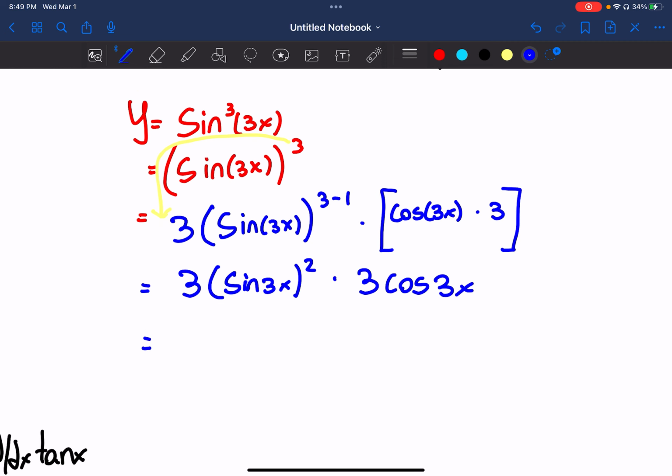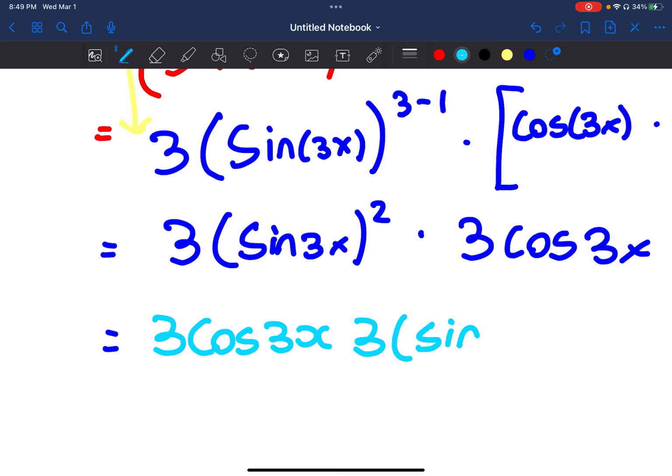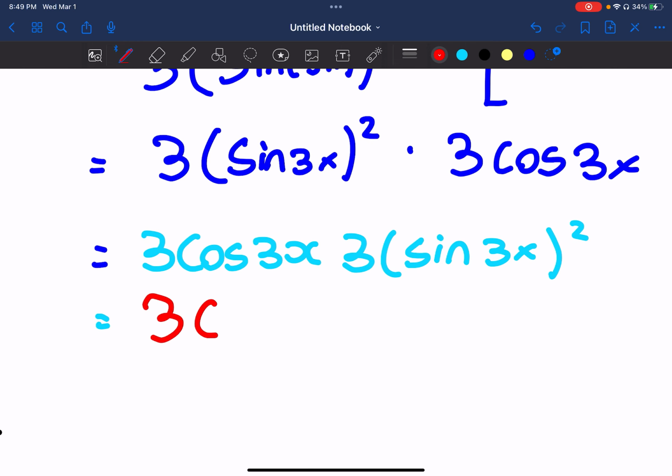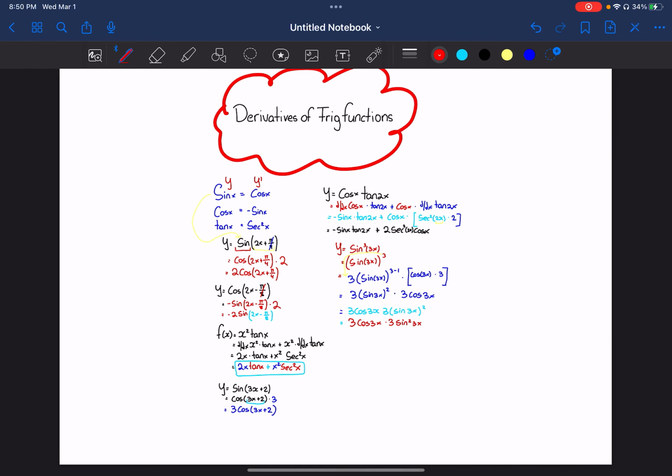And yeah, so this is just equal to 3 cos 3x times 3 sine 3x squared, which is then equal to 3 cos 3x times 3 sine squared 3x. Oh, what kind of 3 is that? And yeah, that's just it.